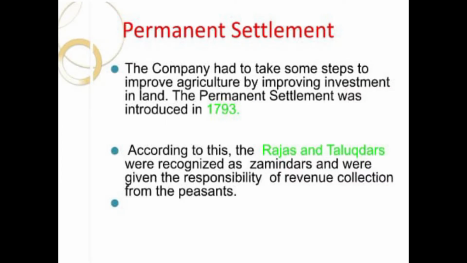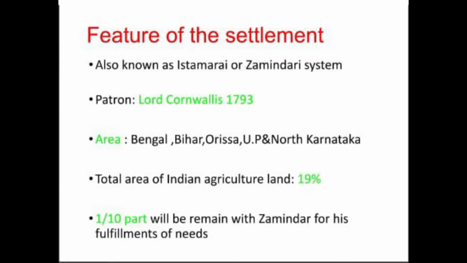The permanent settlement system aimed to take steps to improve agriculture by improving investment in the land. The permanent settlement system was introduced in 1793. If investment is made on the land, then they will get better returns. According to this, the Rajas and the Talukdars were recognized as the Zamindars, the landowners, and they were given the responsibility of collecting the revenue or tax from the peasants and giving it to the British.